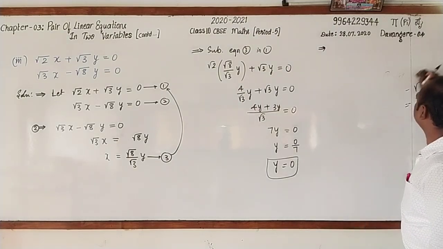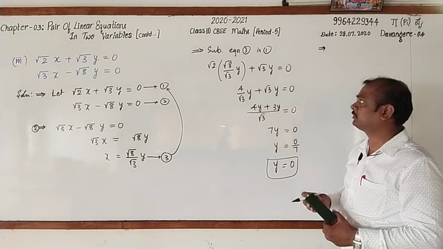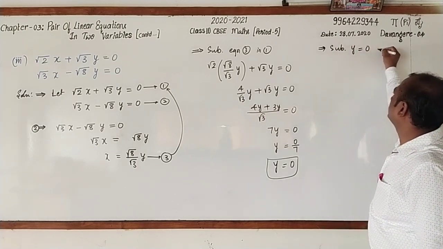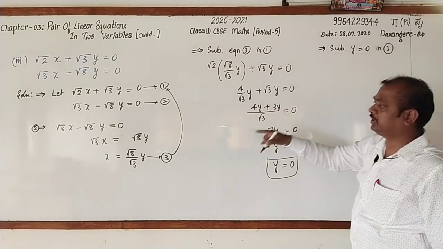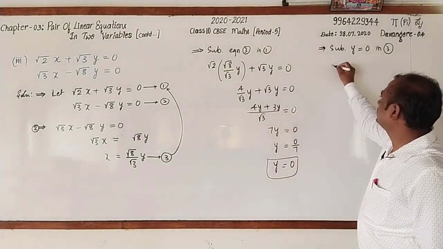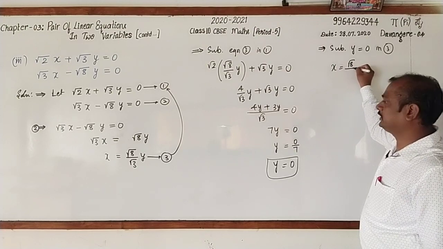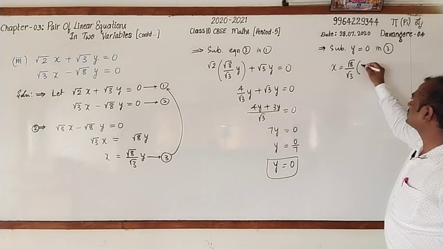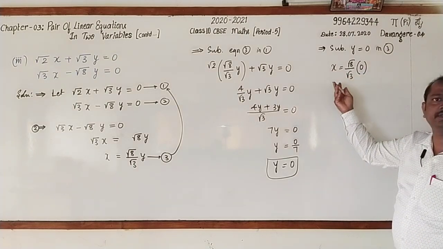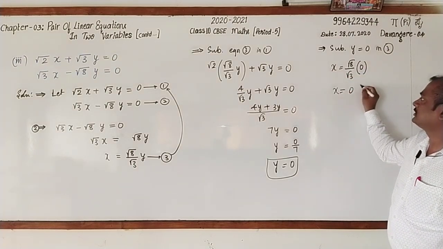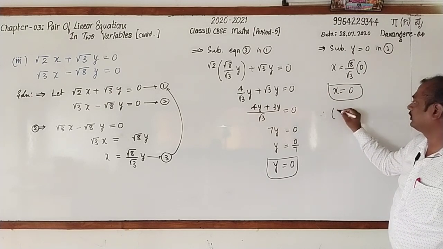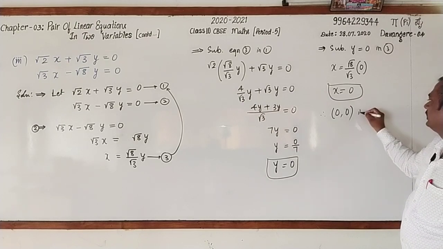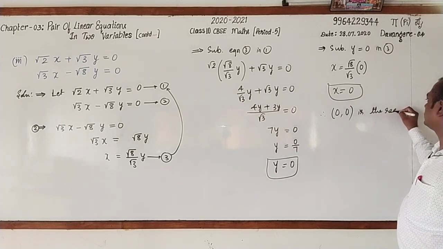You have to substitute the y value in the third equation. Substitute y equal to 0 in equation 3. Equation 3 is x is equal to root 8 by root 3 into y. What is y? This is 0. 0 into anything is 0. X is 0. Therefore, x is 0 and y is also 0. Okay, 0 comma 0 is the required solution.